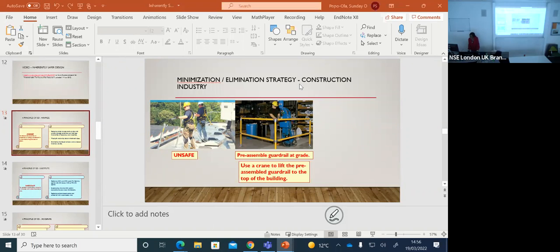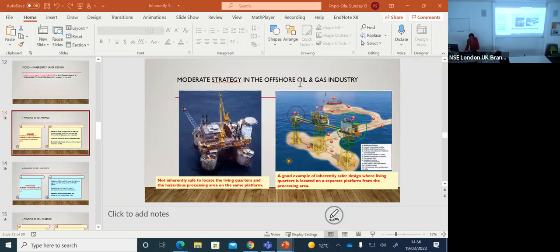Let's see if there's another one. So this example is from the offshore oil and gas industry, in case you have people in that industry online here. Traditionally, we used to have an offshore platform. And we used to have just one offshore platform where you see there's a white multi-story building, I think.